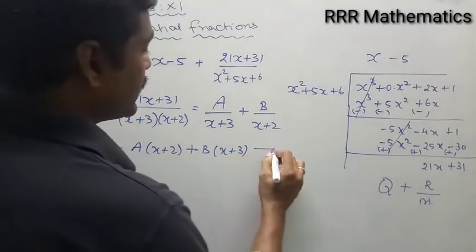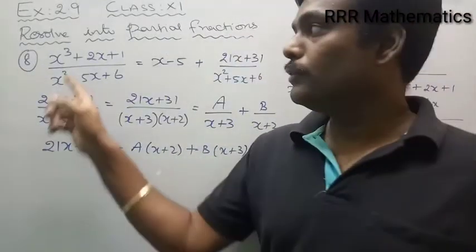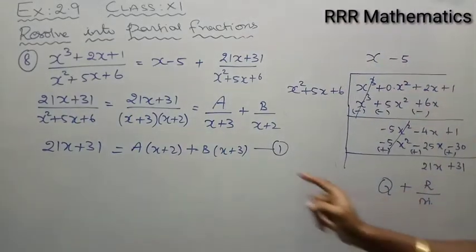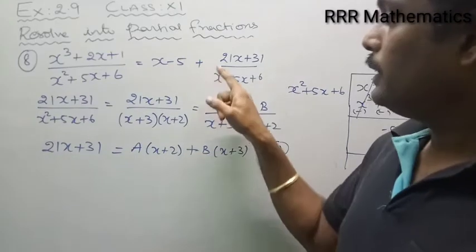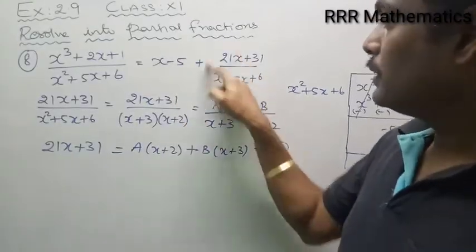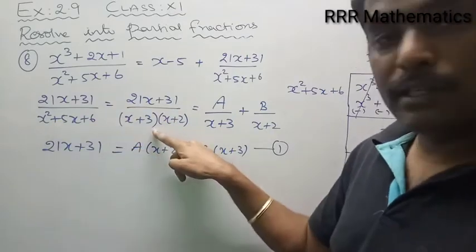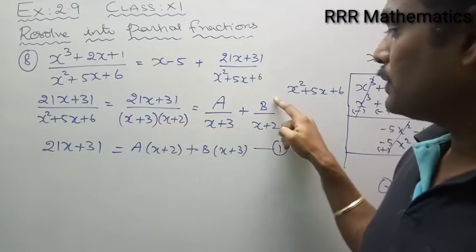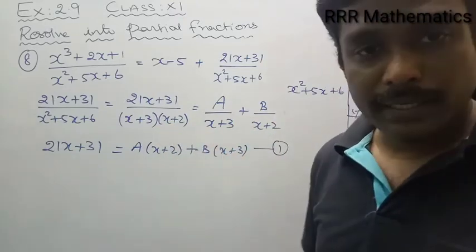The denominator always gets cancelled. Here the degree of the numerator is more than the denominator, so I will use the long division method and rewrite as quotient plus remainder divided by the divisor, and keep the quotient as it is. For this section, I am going to apply partial fraction. I can factorize the denominator. I am getting linear factors here and here. So I can write a by x plus 3 plus b by x plus 2. After taking LCM, the denominator always gets cancelled.